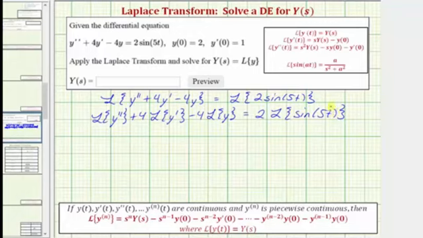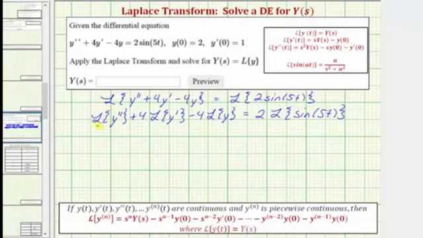To find the Laplace transform of y double prime and y prime, we'd apply the theorem stated here below, which would give us the Laplace transform of y double prime equals s squared times big Y of s minus s times y of 0 minus y prime of 0, and the Laplace transform of y prime equals s times big Y of s minus y of 0.